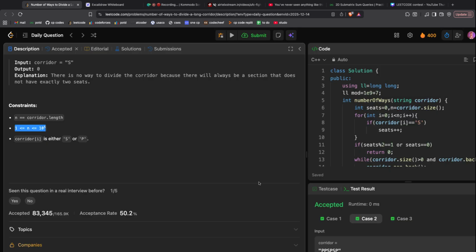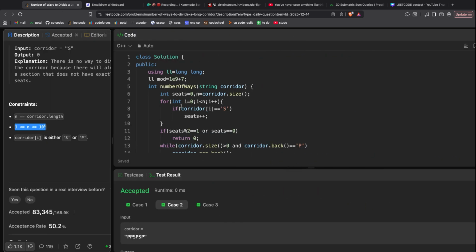So let me show you the code how I implemented it. So I calculated the total number of seats here, because we'll have to check on this. If seats are odd, then we'll have to return 0. There is no way to divide a corridor. And if seats is 0, then again we'll return 0. So I calculate the total amount of seats, and do this check.